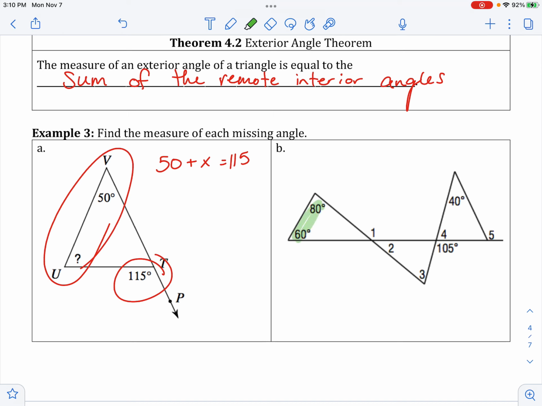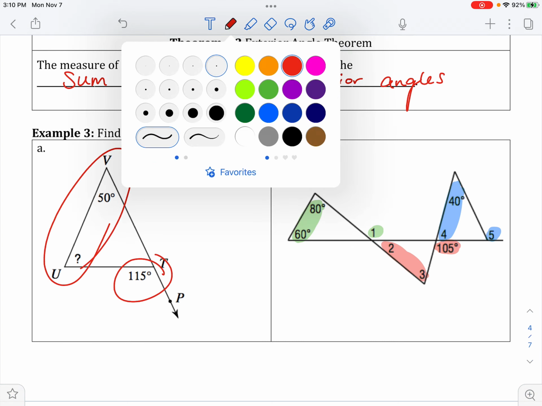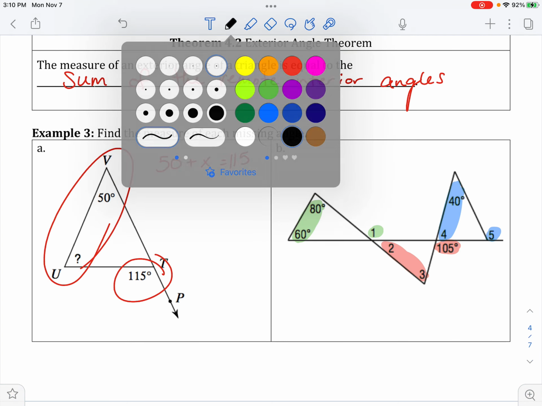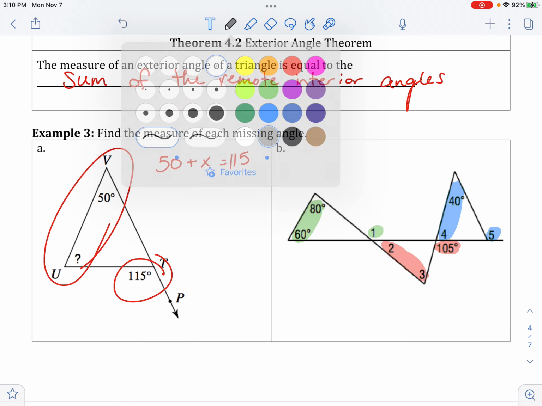On the next problem, 80 and 60 are remote interior angles to 1. Angles 2 and 3 are remote interior angles to 105. And 40 and angle 4 are remote interior angles to angle 5. So you don't necessarily need the exterior angle theorem to solve those, but maybe you should pause the video, try those, and then unpause to check your work.